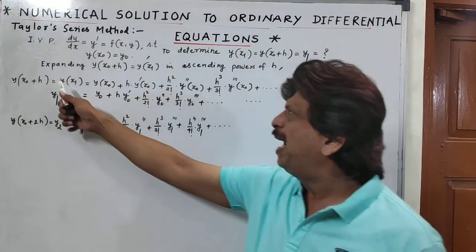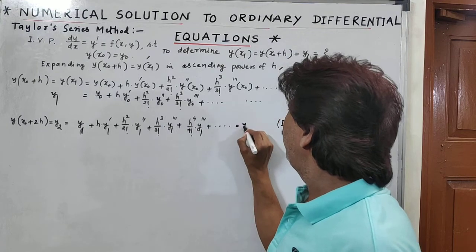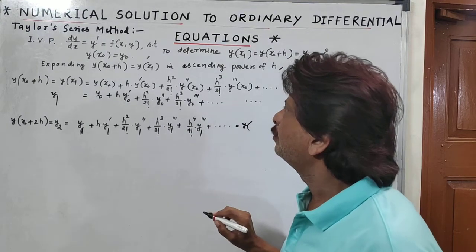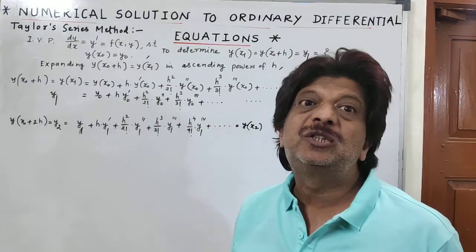This is the value of y at x equal to x1. This gives me the value of y at x is equal to x2. x2 is x0 plus 2h.